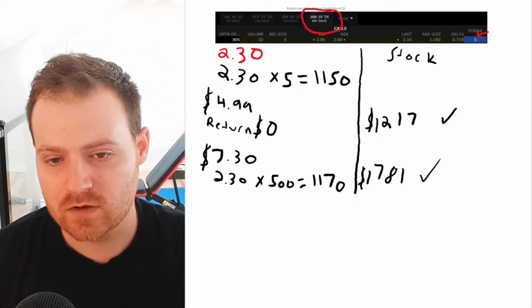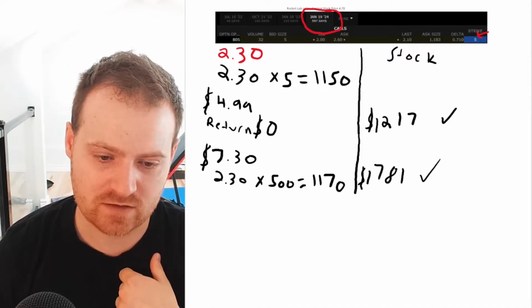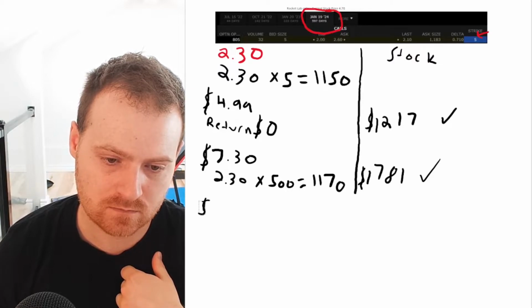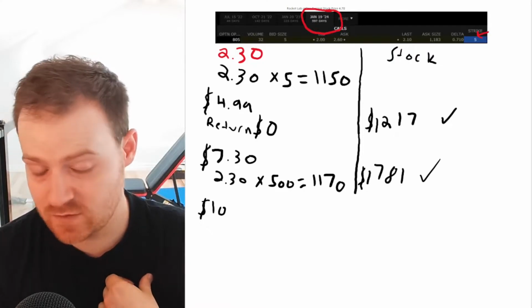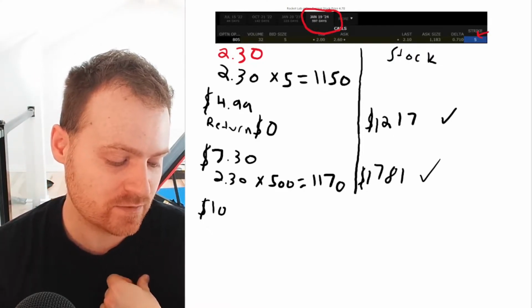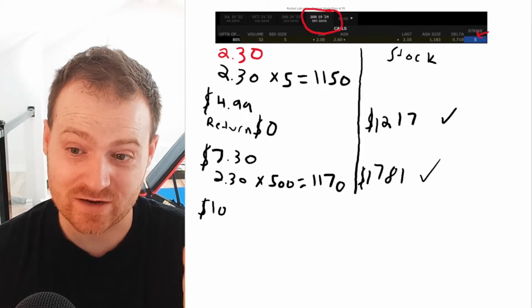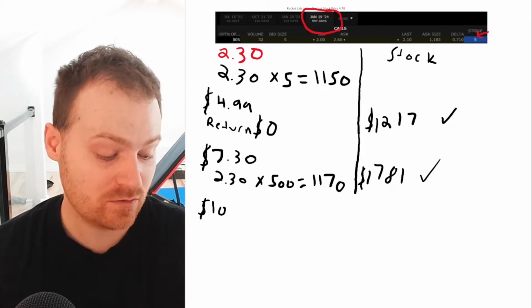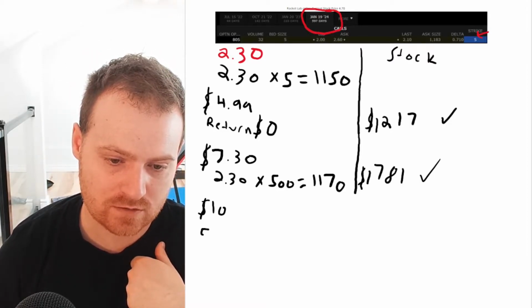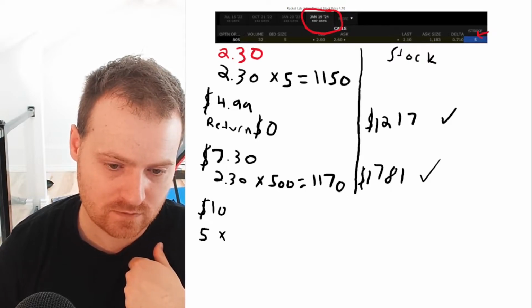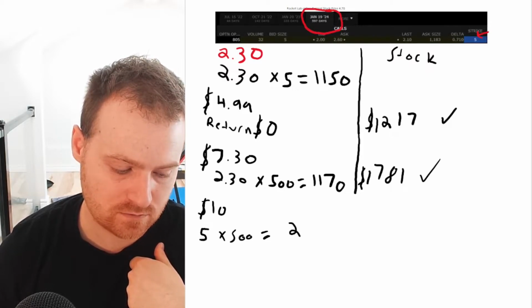Now, let's say Rocket Lab in the future actually doubles. So it is now going for $10 a share. So on this day when the option expires, Rocket Lab is trading for $10 a share, but we, with this option, are allowed to buy 500 shares for $5 a share. So that's pretty easy. Our return is $5 times 500, $2,500.